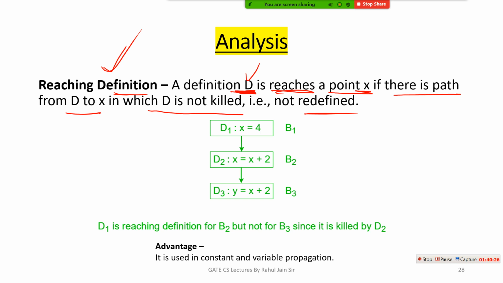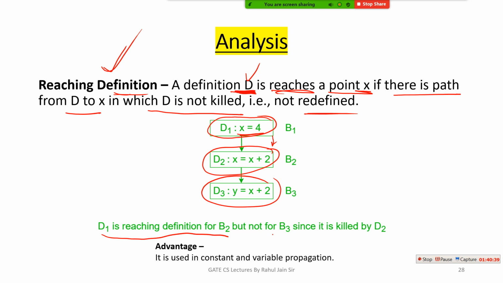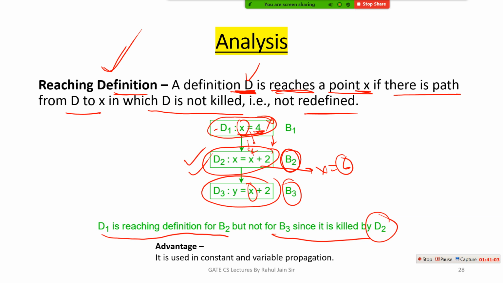For example, B1 contains this definition, B2 contains this one, B3 contains this one. If you observe, D1 equals X plus 4. So we will say that D1 is a reaching definition for B2, but it is not reaching for B3 since it is killed by D2. Why? Because the value of X equals 4 is used here, but now the value of X is getting changed to 6. So the value of this X is only reachable to B2, not to B3. Why? Because in B3, this X will hold the value 6, not 4. That is why D1 is reachable only to B2, not to B3.